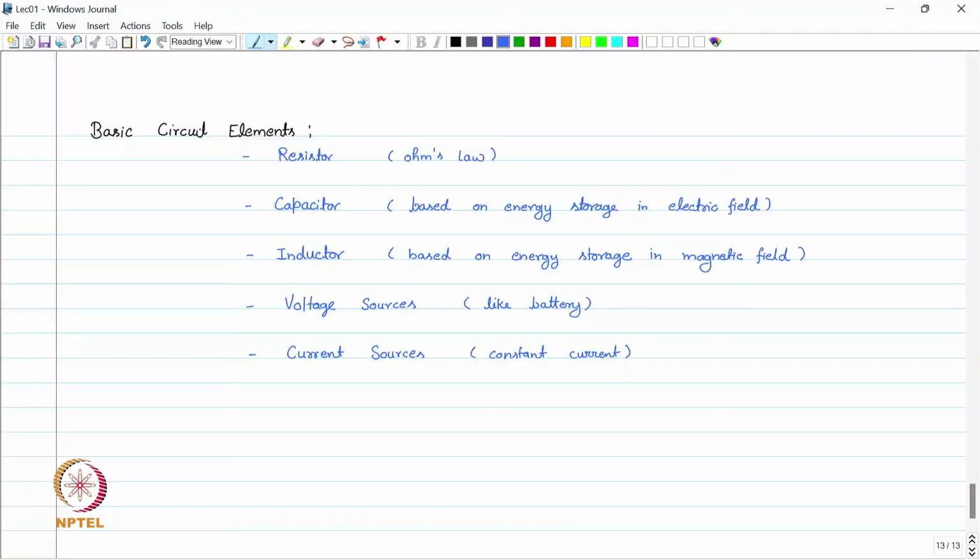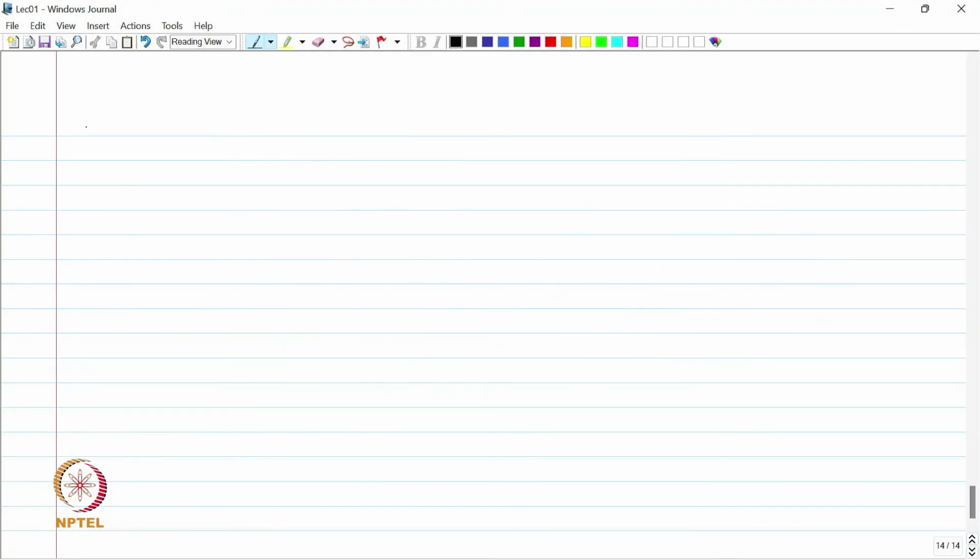So let us talk about the resistor in detail. The symbol of the resistance is shown something like this. This is R, which is the value of this resistance. The current flows through this element from the positive terminal to the negative terminal, and the voltage V is developed across this element.